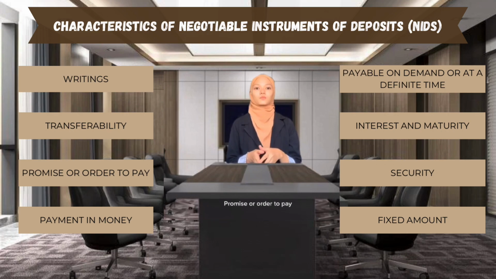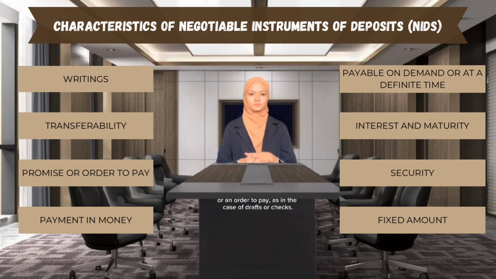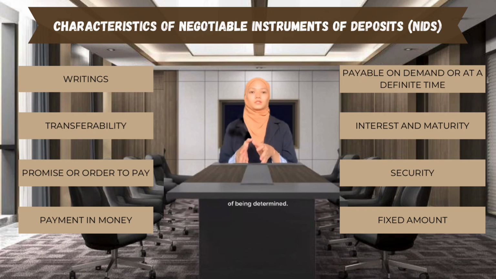The third one, promise or order to pay. A negotiable instrument involves either a promise to pay in the case of promissory notes or an order to pay as in the case of draft or check. Payment in money. The instrument involves the payment of a specific sum of money, not goods or service. The amount must be certain or capable of being determined.